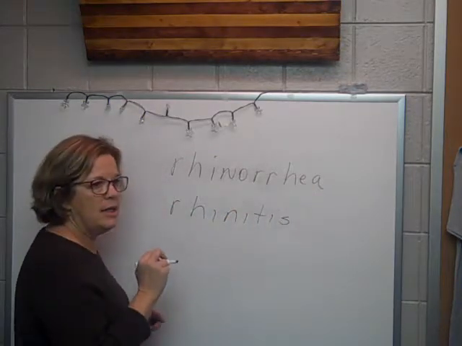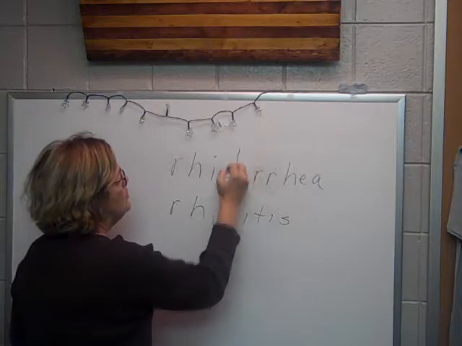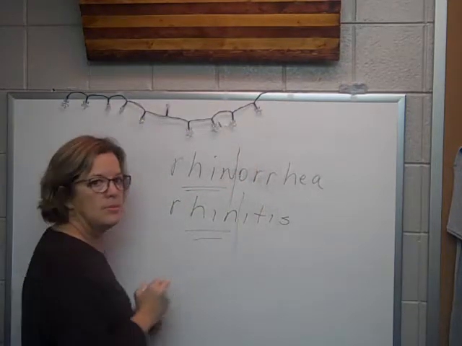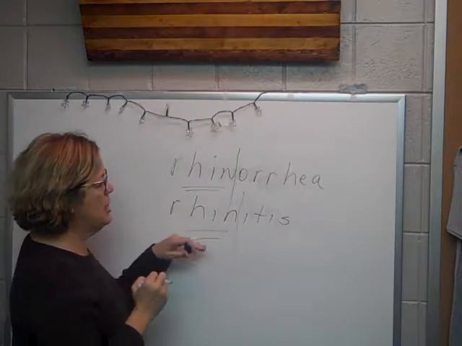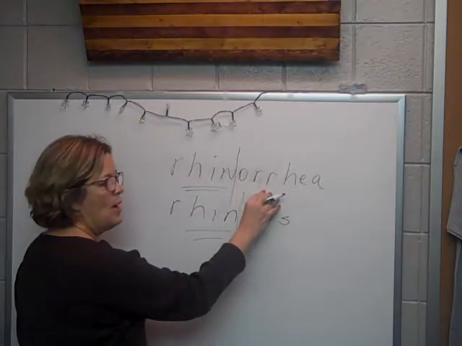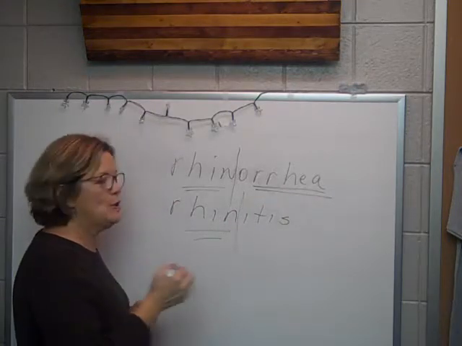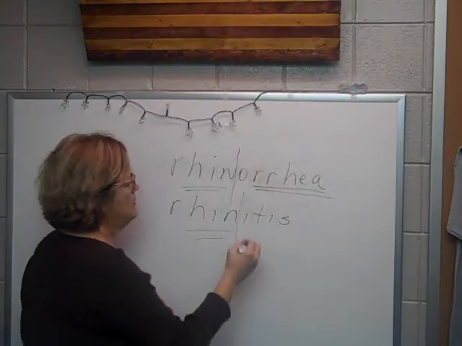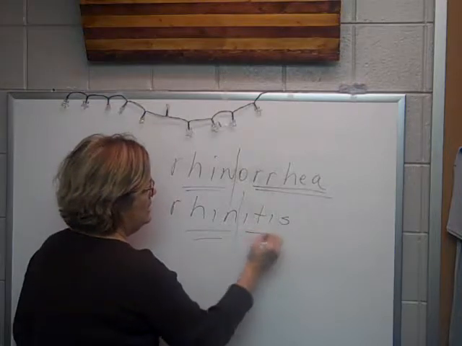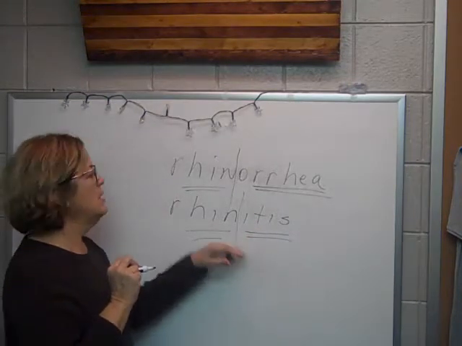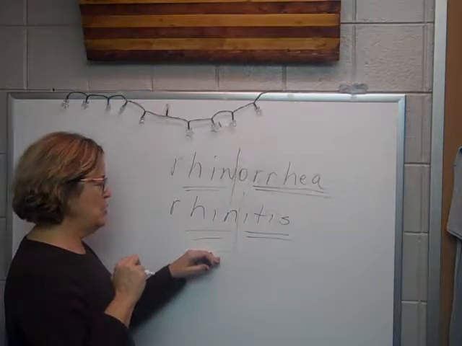Now, when you study the respiratory system, you will learn that RHIN means nose. Okay, so this is referring to the nose. Our suffix in rhinorrhea is rhea, and rhea means a flow. So we have a runny nose. Our suffix in rhinitis is itis. So therefore we have an inflammation of the nasal lining in the nose.